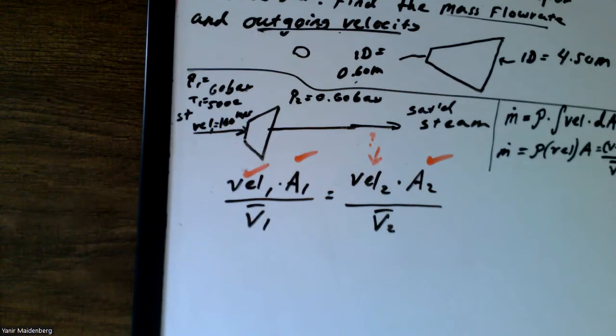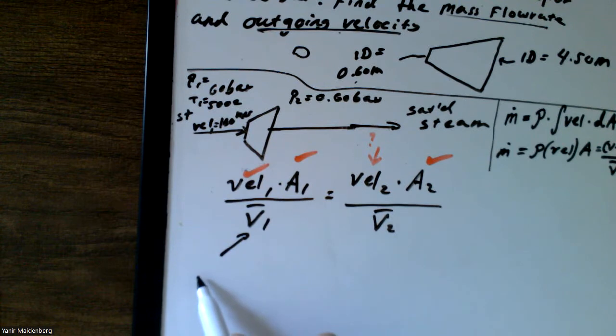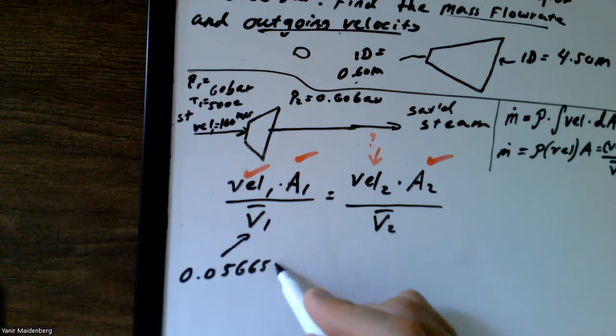So that's my first specific volume at the entry. So that's V1 bar. And I'm just going to copy it over since we will need it. So we know this thing, now we know it. This is going to be, what was this? 0.05665, okay? And this is meters cubed per kilogram.